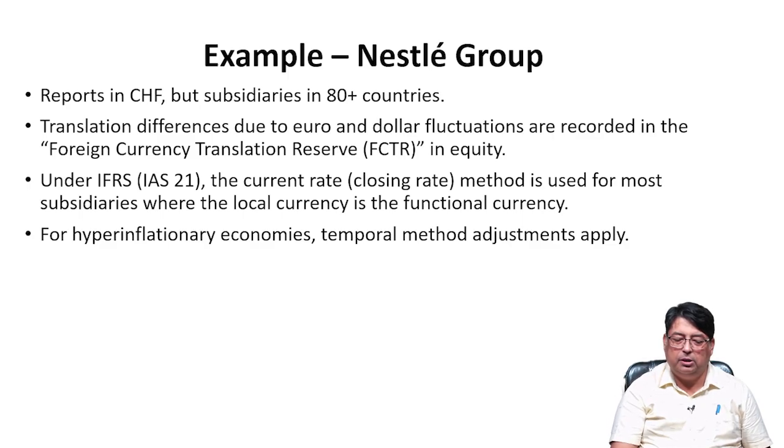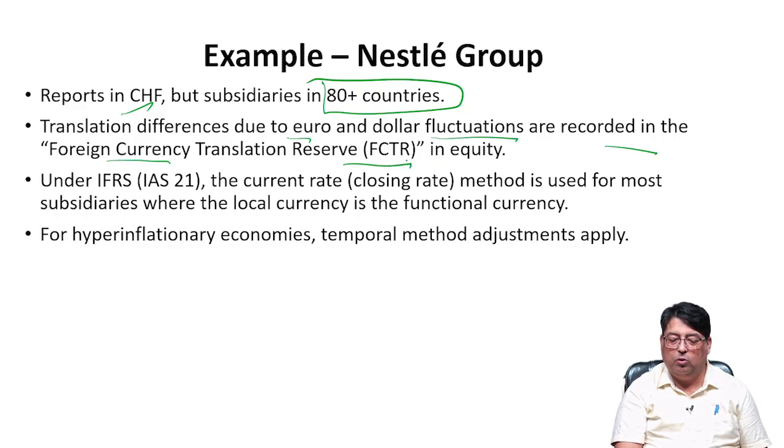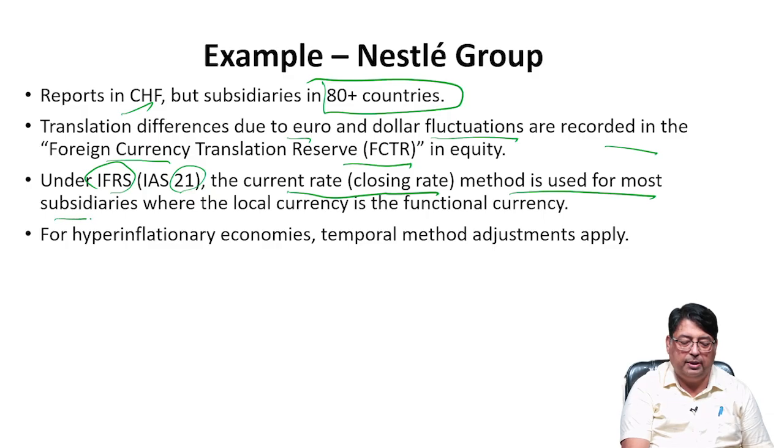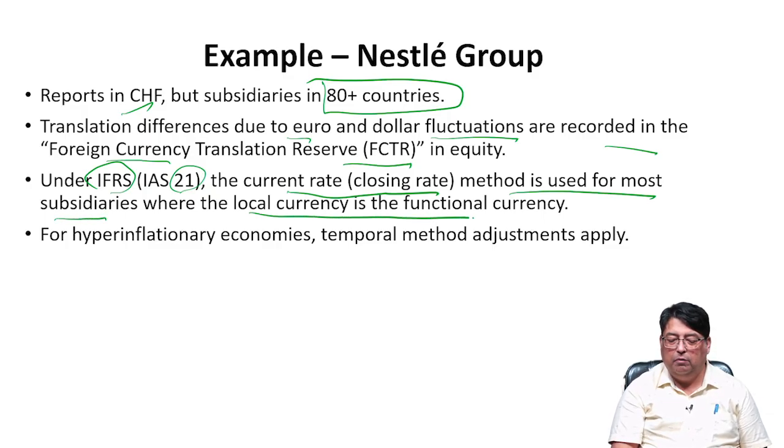So, another example, this is of Nestle Group. Let us suppose it reports in Swiss franc, but it has subsidiaries in 80 plus countries. Now, translation differences due to euro and dollar fluctuations are recorded in the foreign currency translation reserve account, FCTR, in equity. Under IFRS, that is International Financial Reporting Standards, International Accounting Standard 21, the current rate, that is the closing rate method, is used for most subsidiaries where local currency is the functional currency. For hyperinflationary economies, temporal method adjustments apply.